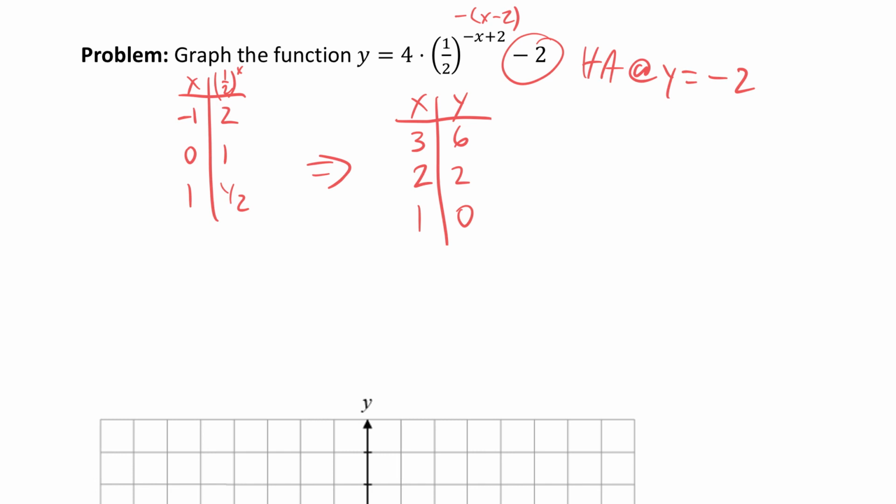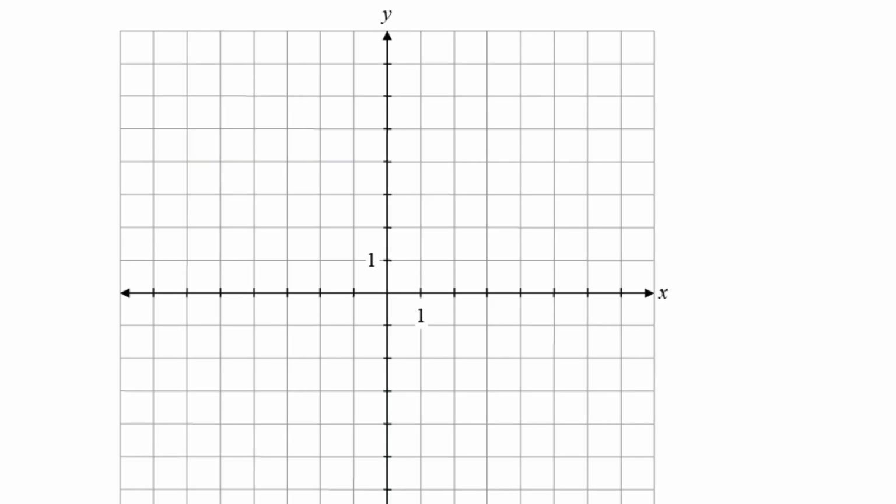All right, so we go ahead and take those points. We grab our asymptote at negative 2, and we sketch a graph. So there's our asymptote, horizontal asymptote at y equals negative 2. We've got our points at 3 and 6. 1, 2, 3, 4, 5, 6. 2 and 2. 1 and 0.